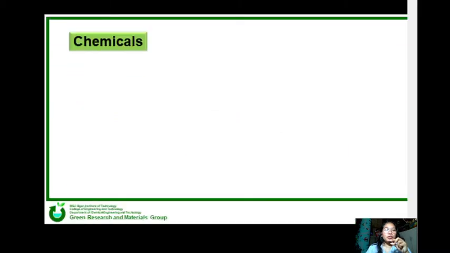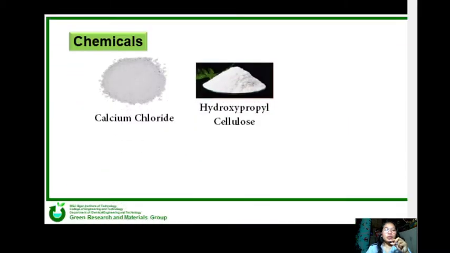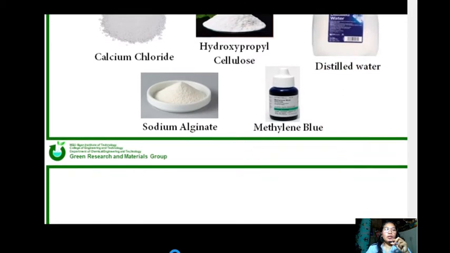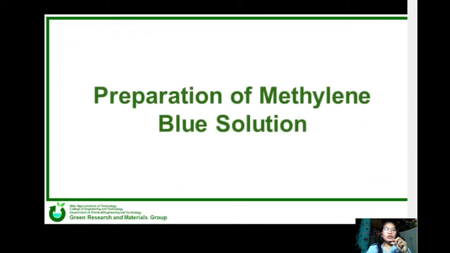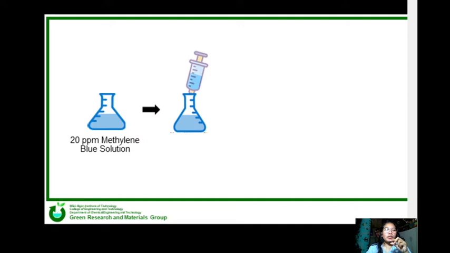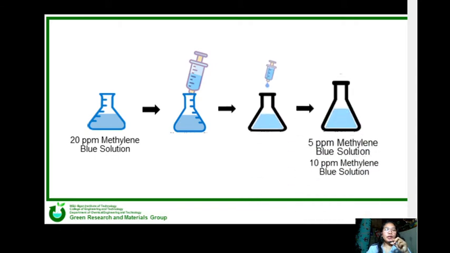The chemicals to be used are calcium chloride, hydroxypropylcellulose, sodium alginate, methylene blue, and distilled water. The methylene blue solution of specific concentrations of 5 ppm and 10 ppm will be prepared by getting 6.25 ml for 5 ppm and 12.5 ml for 10 ppm and diluting it into a 25 ml volumetric flask. This will be done by means of molarity.